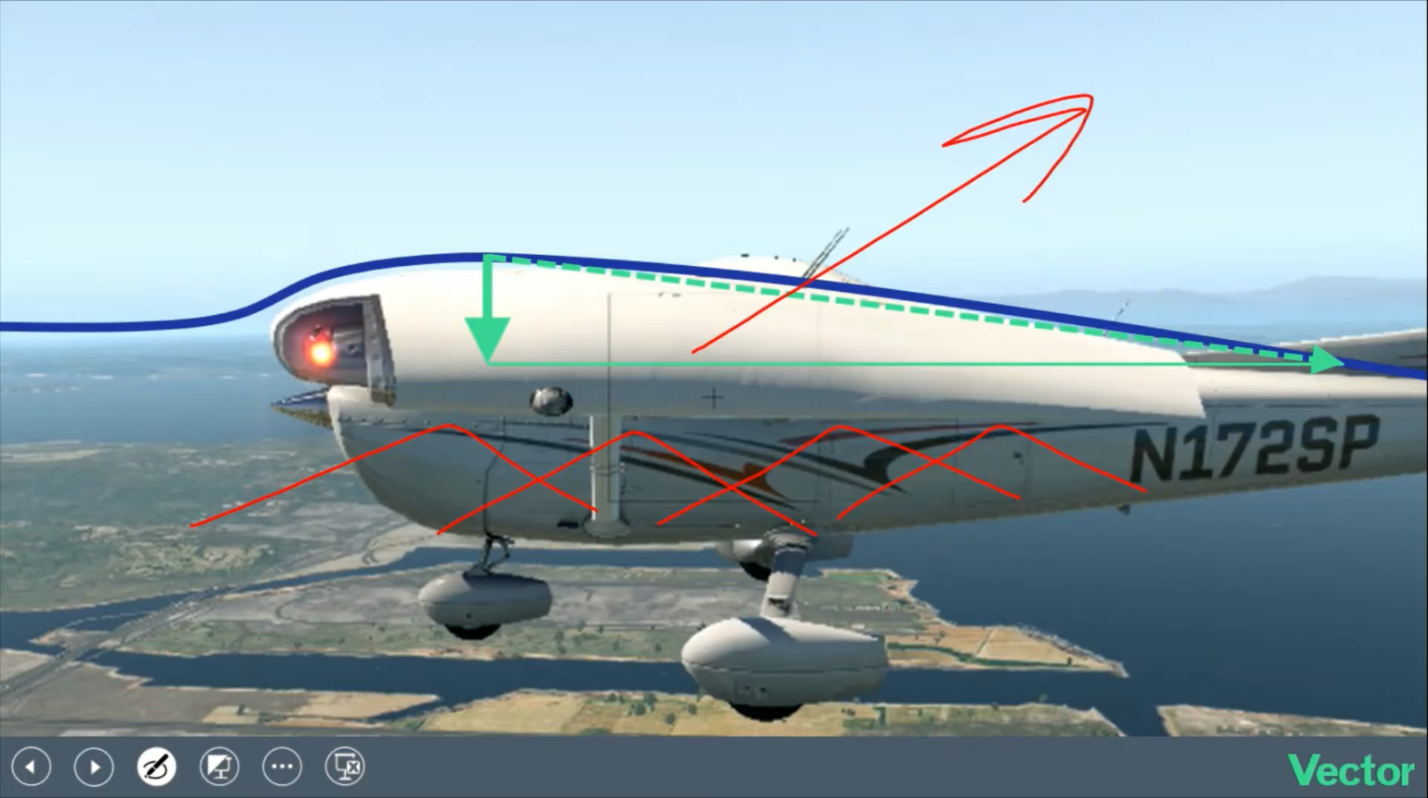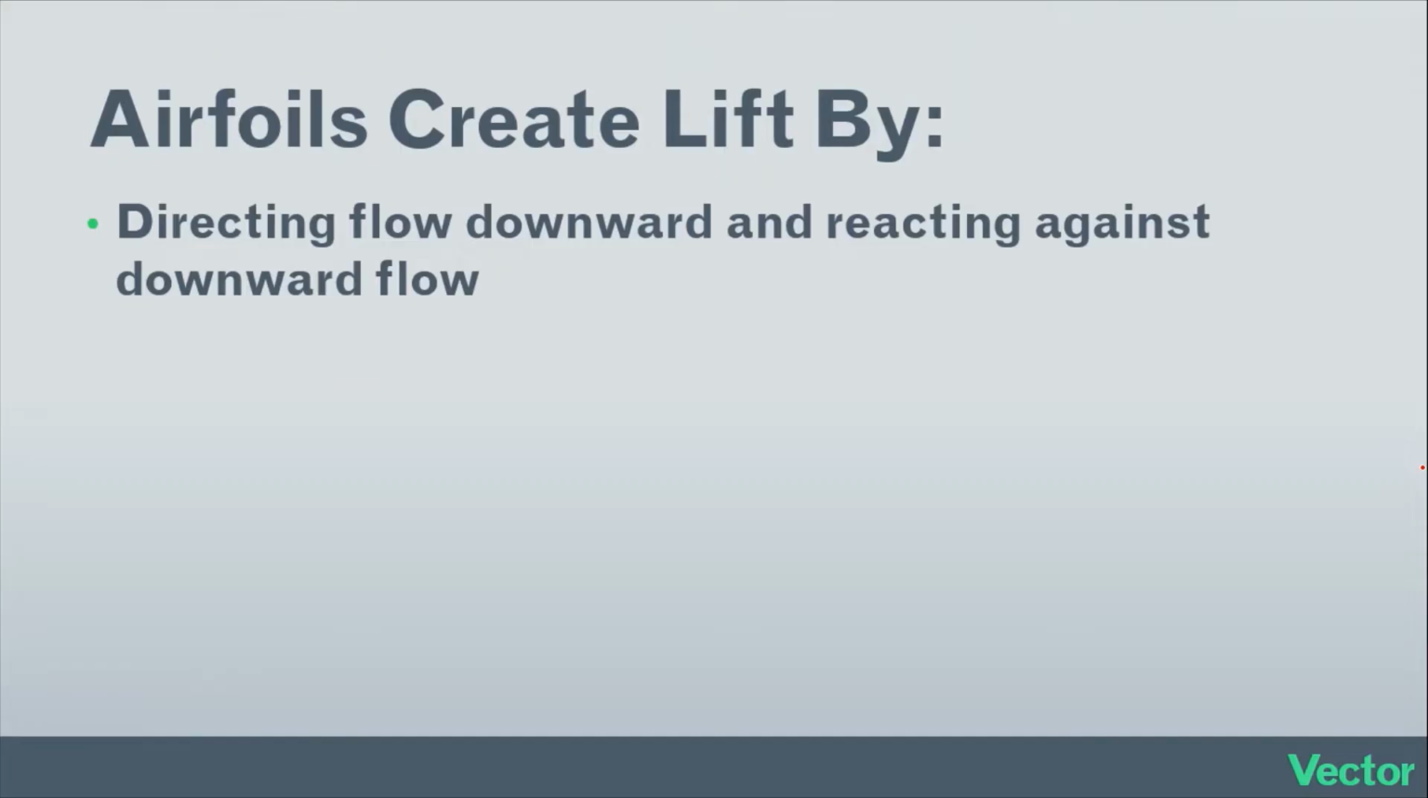Remember, that's not how a fluid behaves, right? A fluid flows together, and so the airflow gets directed downward, and then that downward direction has an equal and opposite upward reaction. So we're basically just reacting against the air. We're pushing it downward, and by pushing it downward, we push ourselves up. So that's the first way that airfoils produce lift.